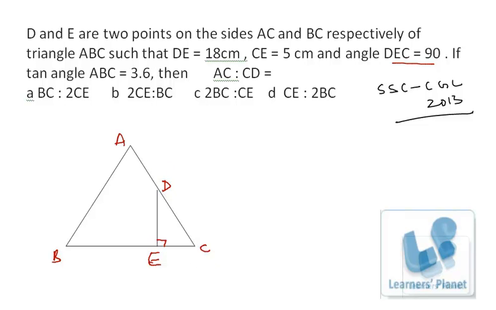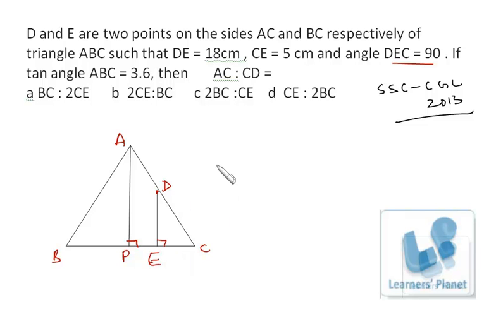Now what I do, a small construction over here. I just draw a line over here. That's a perpendicular from vertex A to side BC, and suppose this is P, right? Now triangle CDE and triangle CPA, both of them will be similar. Why similar? Because this angle is 90 degree and this angle is 90 degree, right? And this angle is common between the two triangles, right?